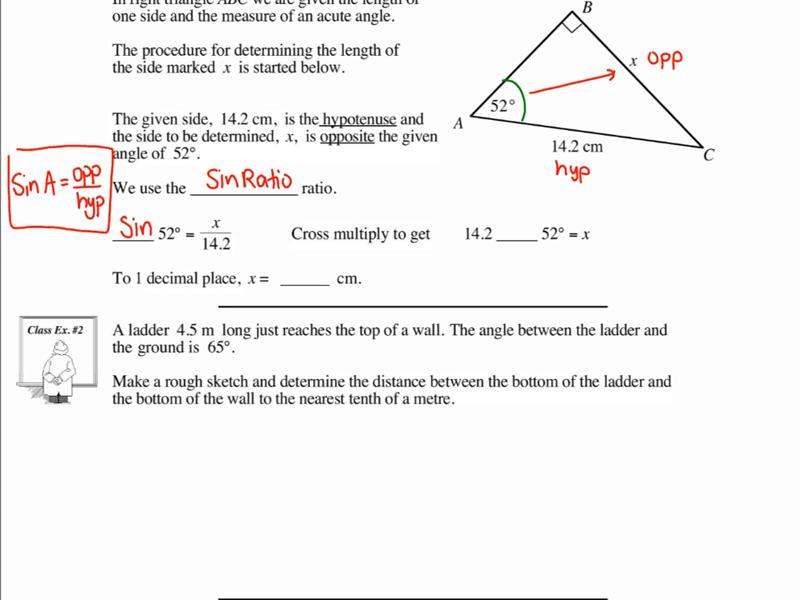Okay, I'm going to show you something. If you are still struggling with manipulation of formulas, I'm going to show you two ways to actually solve for x. What you can do is find sine 52 over 1. So now you have a fraction equals a fraction. And so that's why they're saying cross multiply. Do you remember what cross multiply is? That and that. So then 14.2 times sine 52 equals 1 times x.